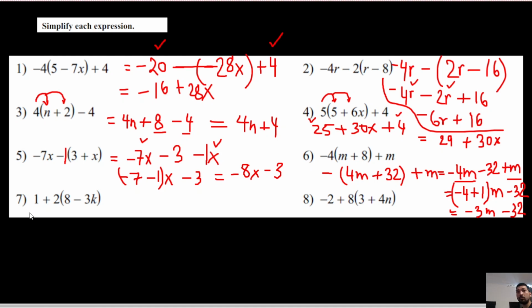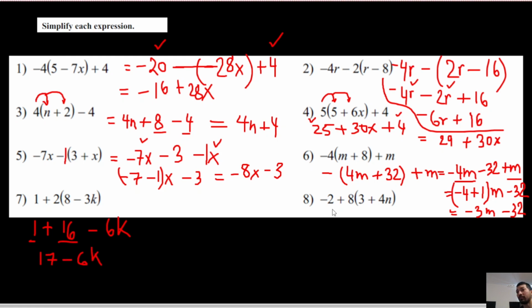Let's look at number 7. We have 1 plus 2 open parenthesis 8 minus 3k. So you can do 1 plus, distribute this 2 with 8. So we have 16. Distribute this 2 with 3k. We have 6k. Now add these like terms. 1 plus 16, that is 17 minus 6k.